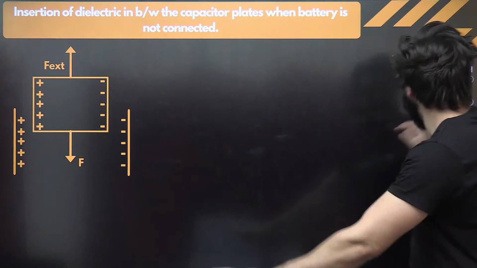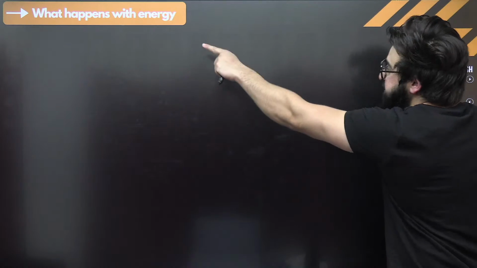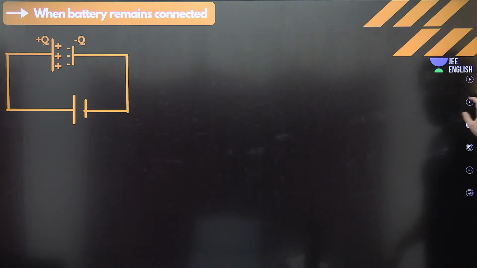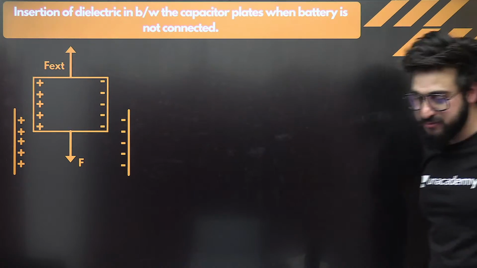Afterwards, I'll tell you what happens with its energy when the battery is not connected. What happens with its electric field? We need to discuss this one. What happens with the work done? How much will be the work done exactly by the external agent? Then we'll have to discuss when the battery remains connected. Understand? This is what we are supposed to discuss.